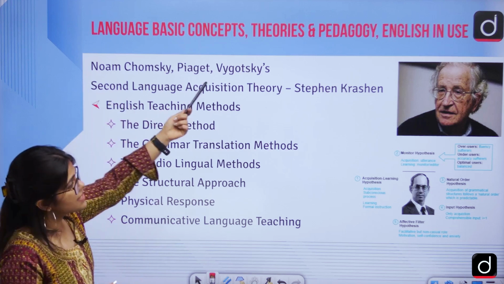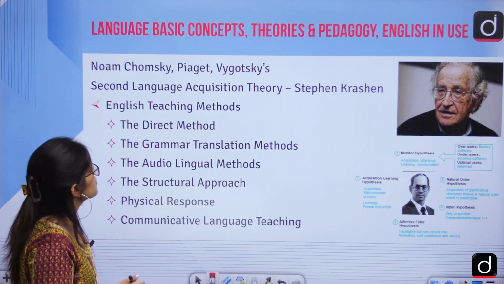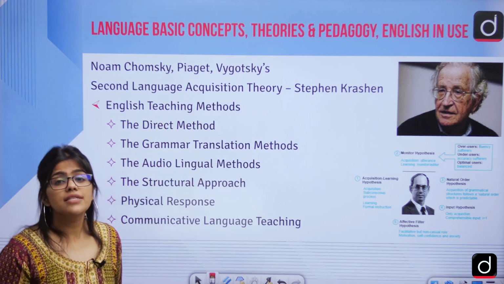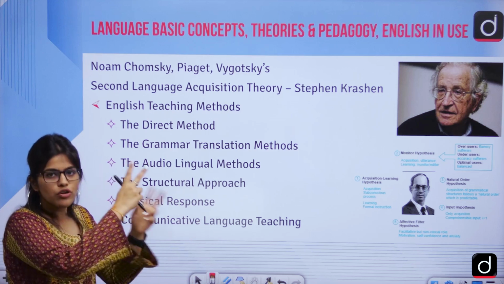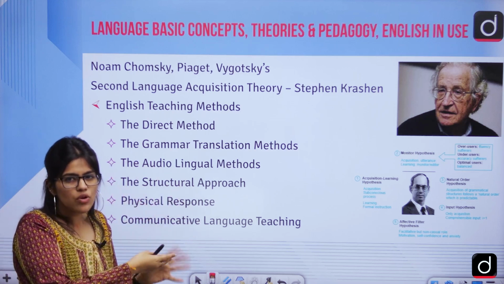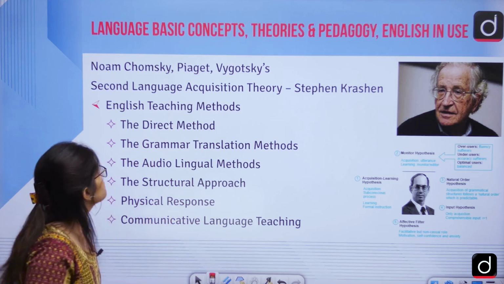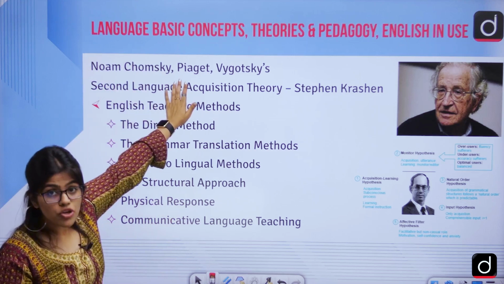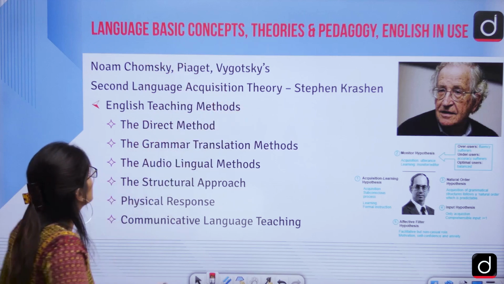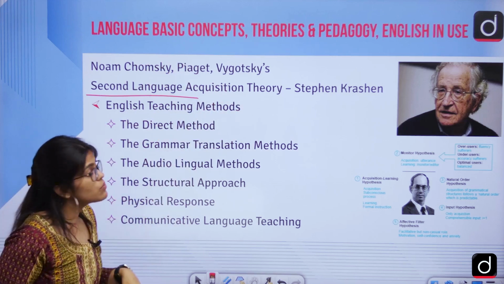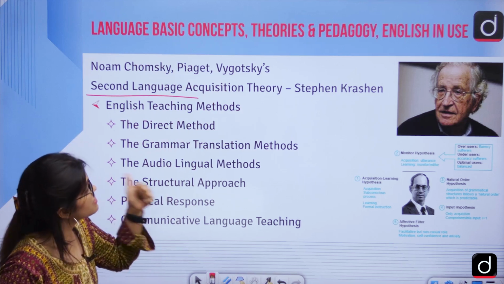Then comes the ELT section, as I was telling you. This is a section that is very scoring, and you must have already done all of these things. If you just give 1 or 2 days to these topics, it would be very clear to you, right? So we'll be studying Noam Chomsky, Jean Piaget, Lev Vygotsky, and the second language acquisition theory given by Stephen Krashen.